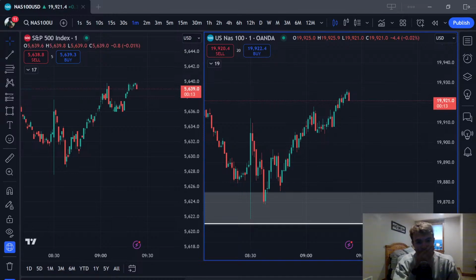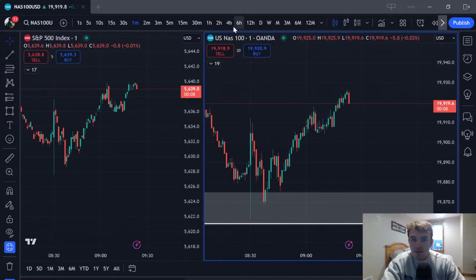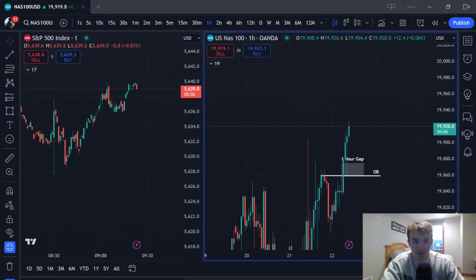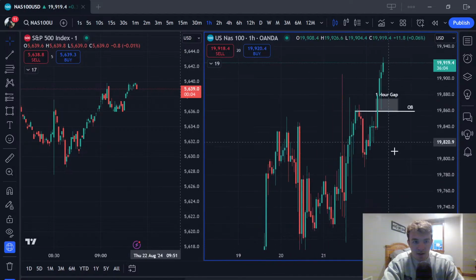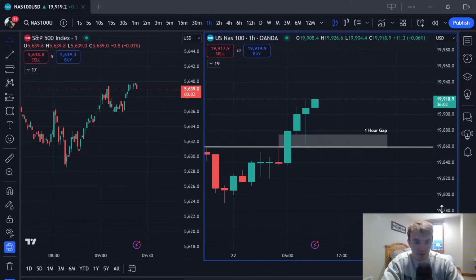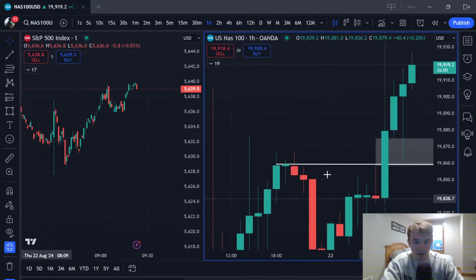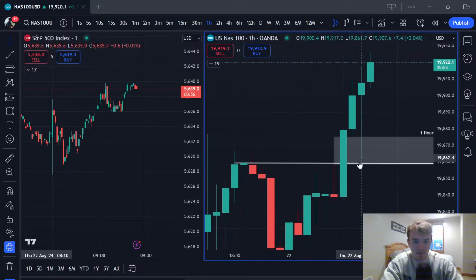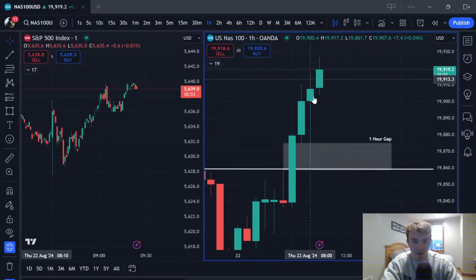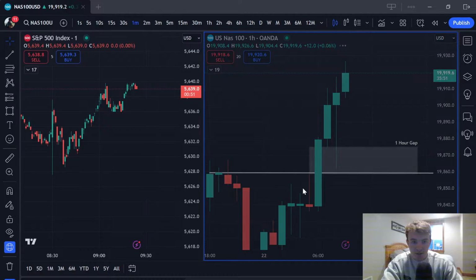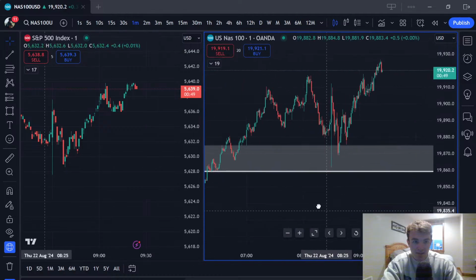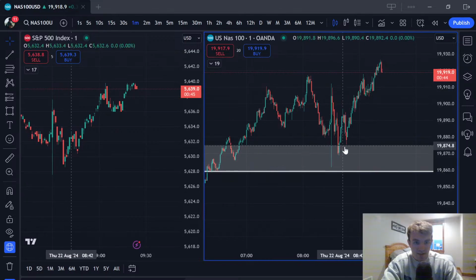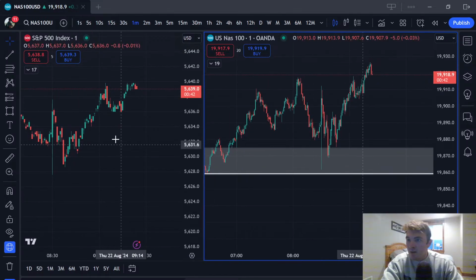Okay, so I'm going to talk about what's going on. If I zoom out, we went into this 1 hour fair value gap and somewhat pushed into this 1 hour order block. I mean, it wasn't perfect, but we got a reaction out of it. So on the lower time frame, this is a market maker buy model, coming out of this gap and out of this order block.